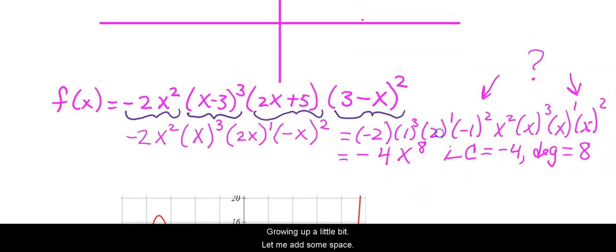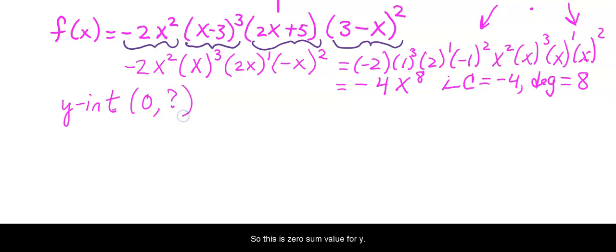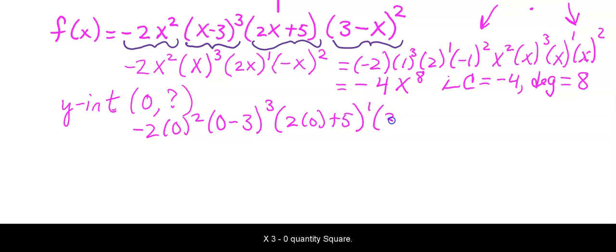Scrolling up a little bit, let me add some space. To find the y-intercept, I need to allow the x-coordinate to be 0. So this is 0, some value for y. I'm going to replace all the x's in the original equation with 0. This will give me -2 times 0 squared times 0 minus 3 quantity cubed times 2 times 0 plus 5 quantity to the first times 3 minus 0 quantity squared.